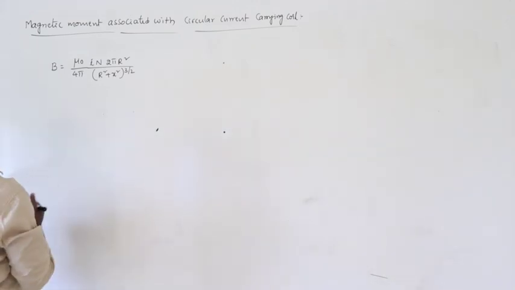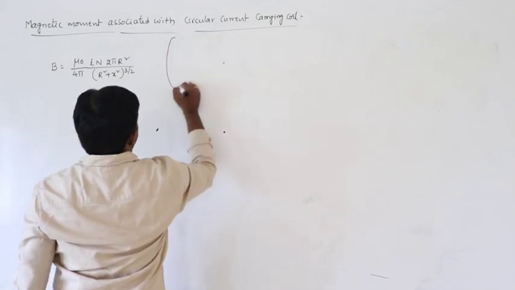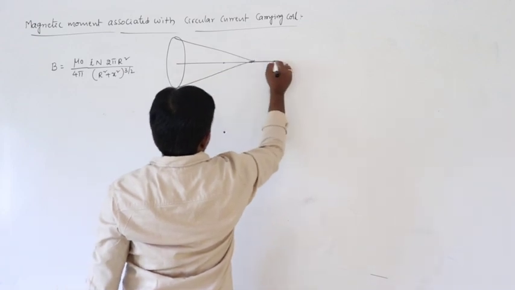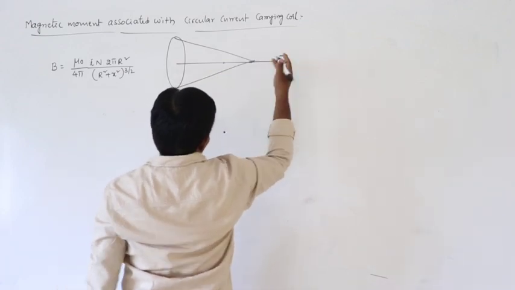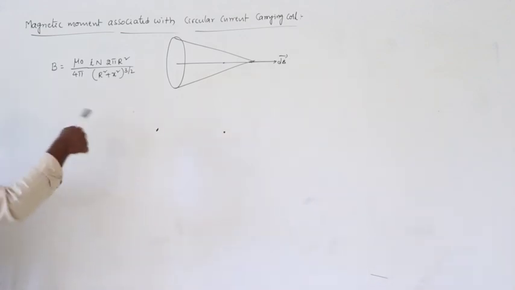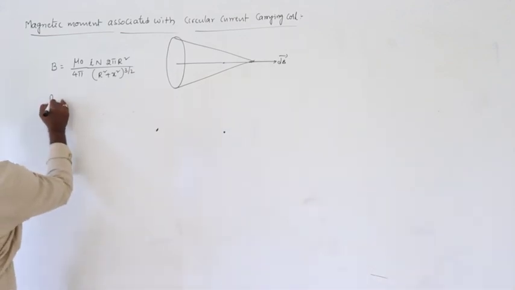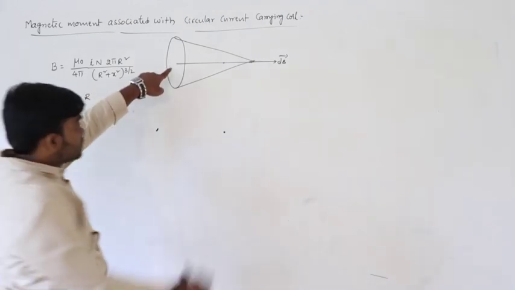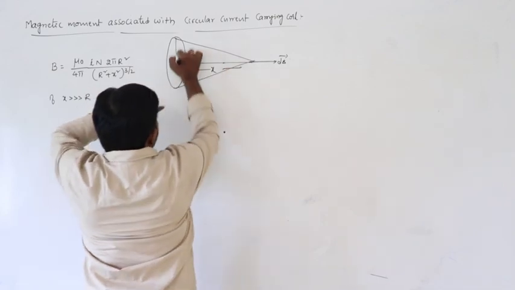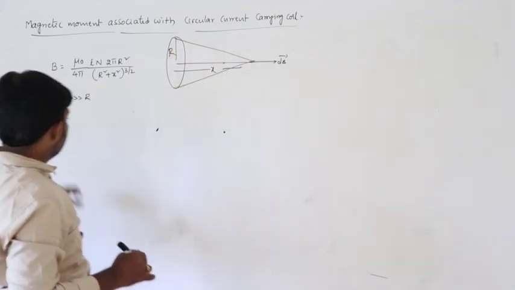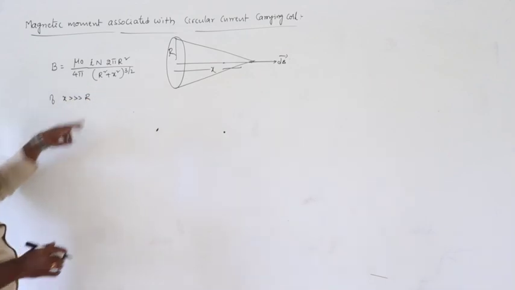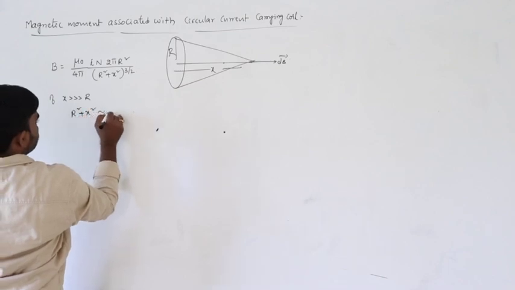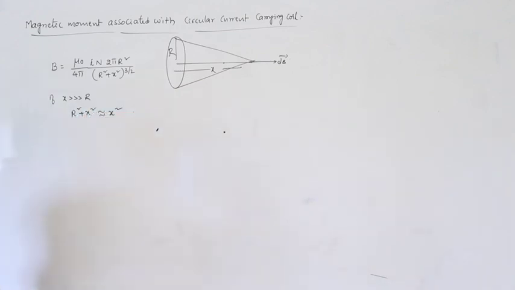See here, at this position, this is the direction of the magnetic field. So in this, if x is very much greater than r, that means the distance from the center is very much greater than r, then we can write r square plus x square nearly equal to x square. Neglect r square.